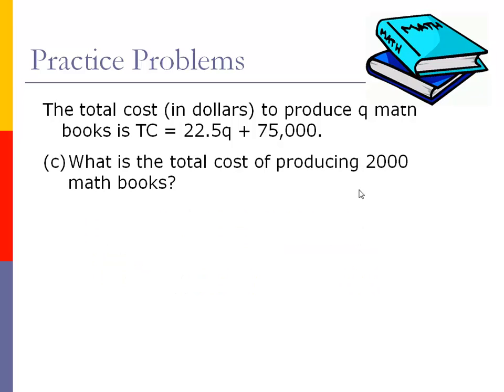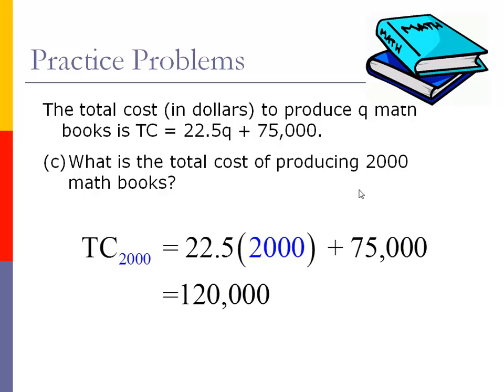And then for that third question, I'm looking at the total cost when producing 2,000 math books. Hopefully you realize that the thing we're doing here is we're just plugging 2,000 into this formula. This is a question where we're just taking 2,000. That's the number that we're producing. We plug it in for Q. We crunch it out. We calculate. We get 120,000. So that's the answer to this one. That's our total cost when producing 2,000 units.